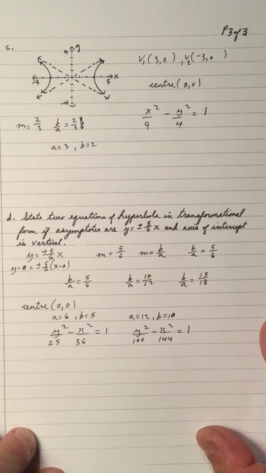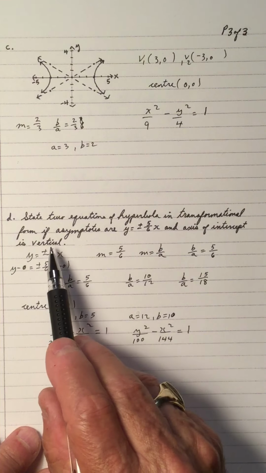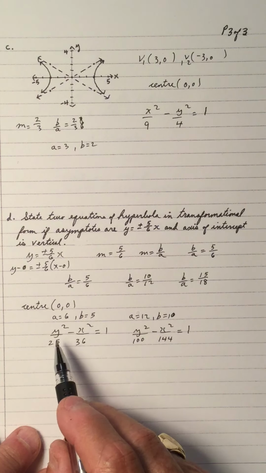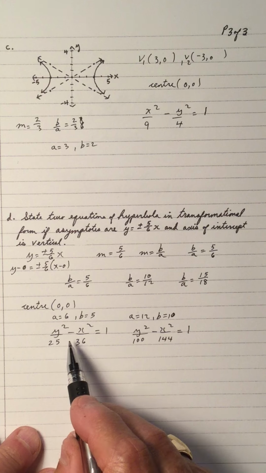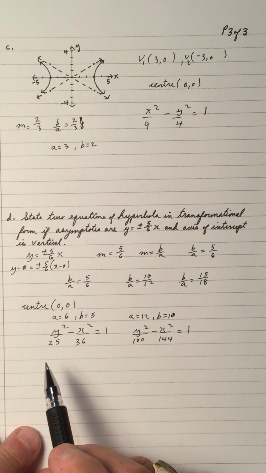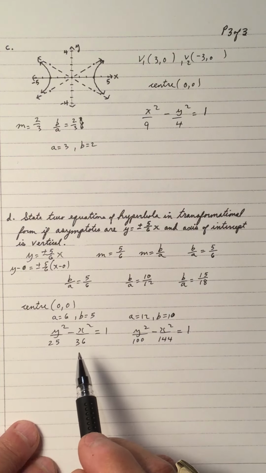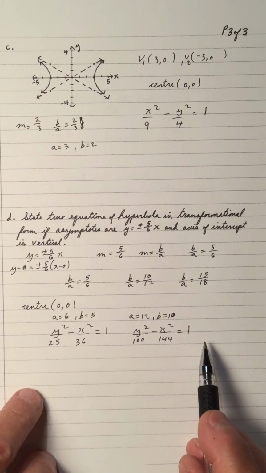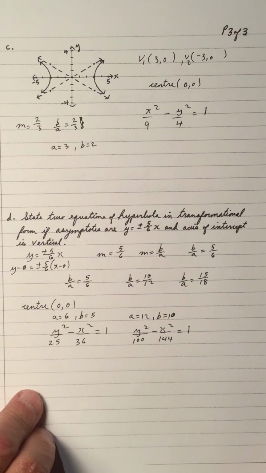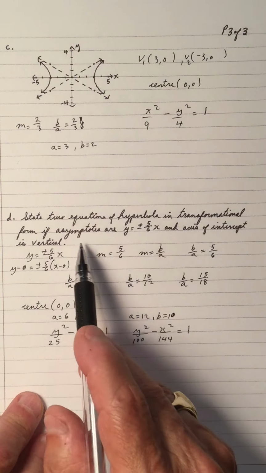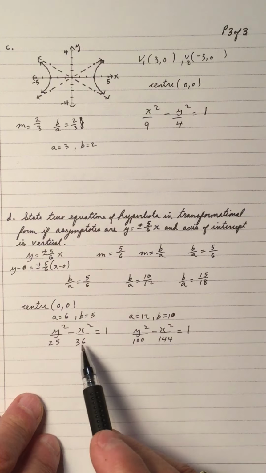So there's two possibilities, because, again, we know that it's vertical. We know that the y is positive and the x is negative, but we do not know what the horizontal and vertical stretches are. It could be an infinite number of equations to represent this question, but these are just two of them.